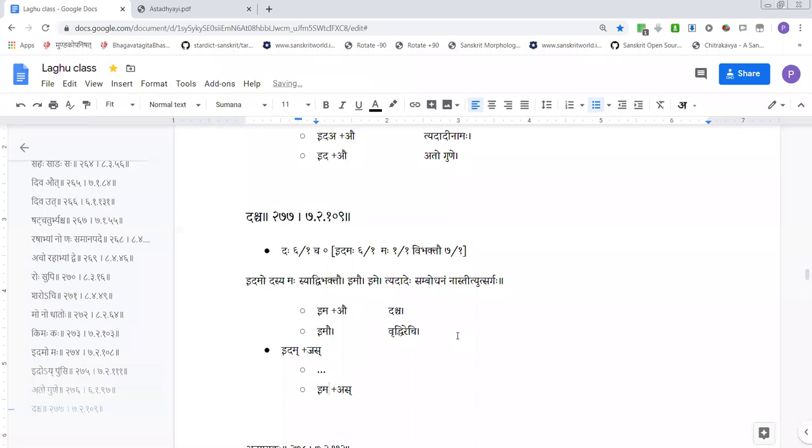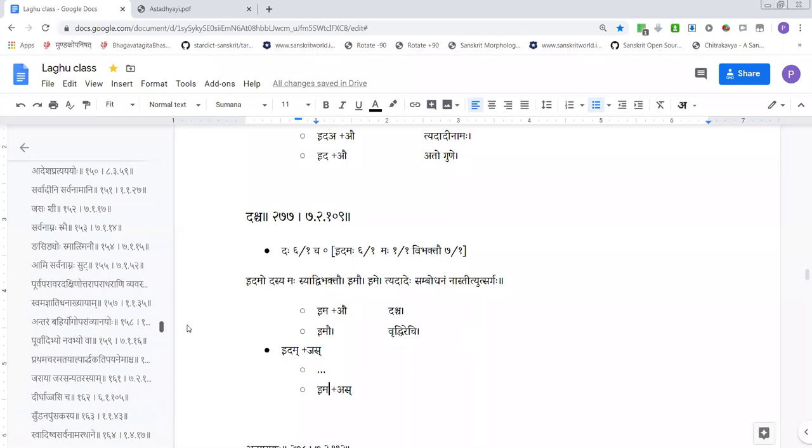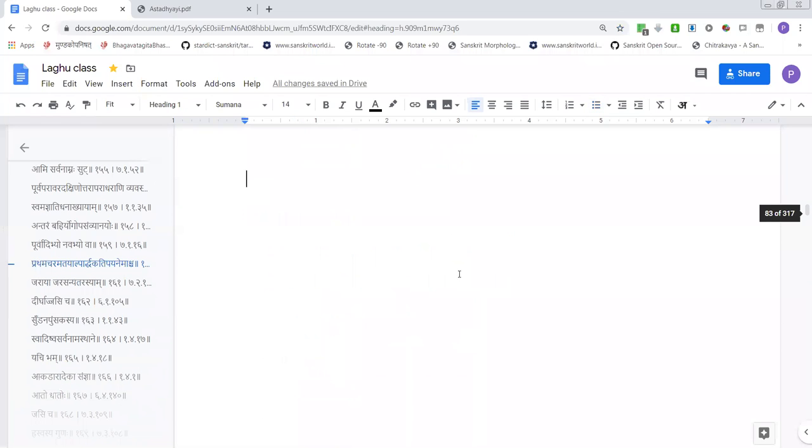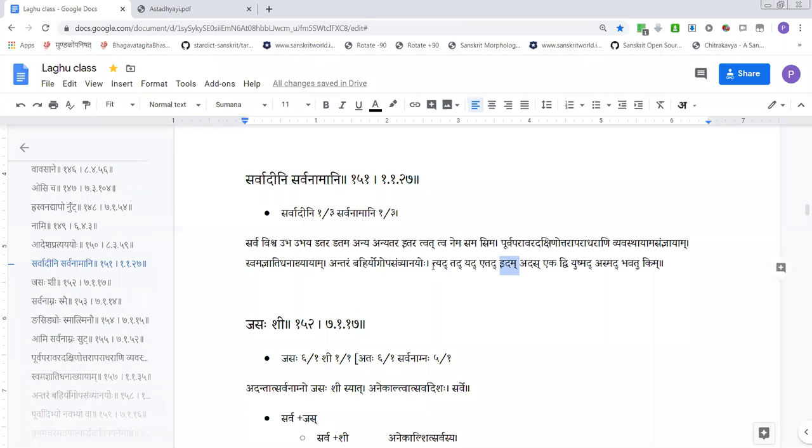Idam plus us. And once you get idam plus us, we have sarvanama sthana. So we have seen some sutra there: sarvadini sarvanamani. We had seen it when we looked at sarva, vishwa, ubha, ubhaya, datara, all of this, and then idam also. This is the tyadadi gana. Tyadadi is what? Tyad, tad, yad, etad, idam, adas, ek. So we are doing idam. Idam is part of tyadadi gana, and tyadadi is also part of sarvanama.